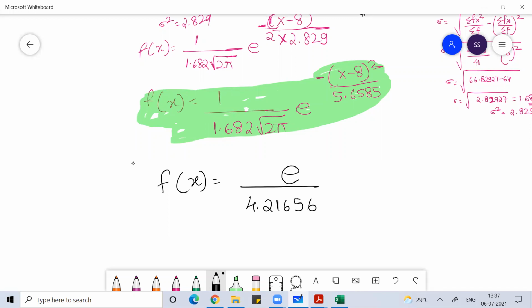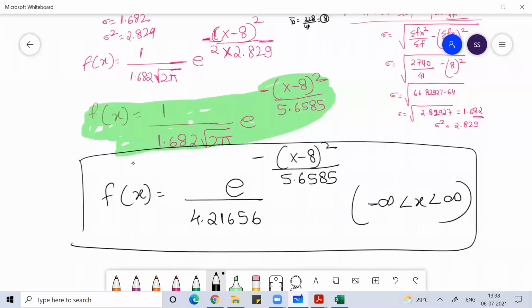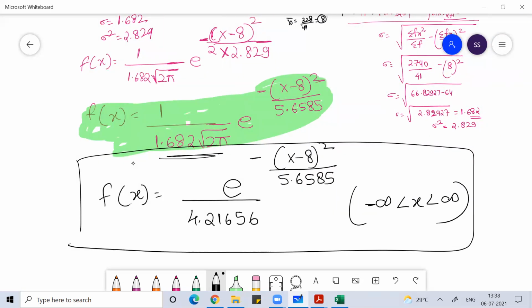Then e to the power minus (x minus 8) whole square by 5.6585. Here your x value is from minus infinity to plus infinity. This is your final answer. I just solved this. Pi value, you know, right? Pi is an irrational number, the value you get when you divide the circumference of a circle by its diameter.